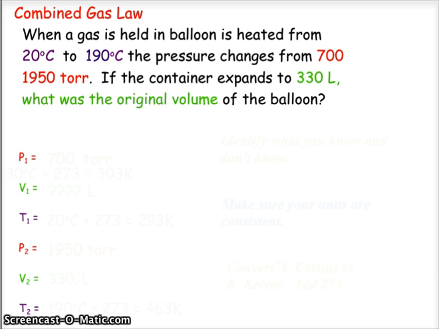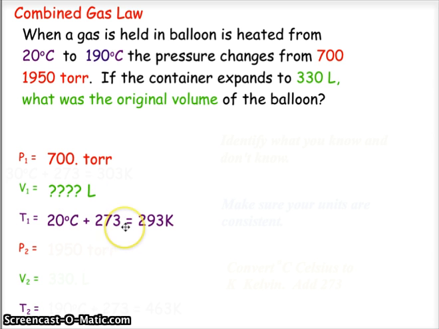So let's look at a second example. Here we have gas held in a balloon, and the balloon is being heated from 20 degrees Celsius to 190 degrees Celsius. The pressure changes from 700 to 1950 torr, and if the container expands to 330 liters, what was the original volume of the balloon? So once again we list our values. 700 torr. We're looking for the original volume.